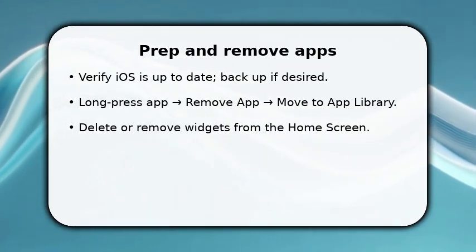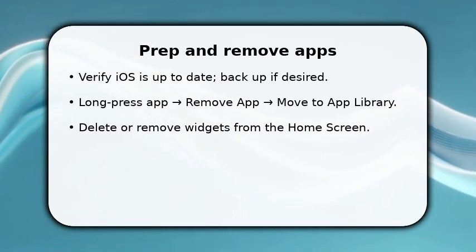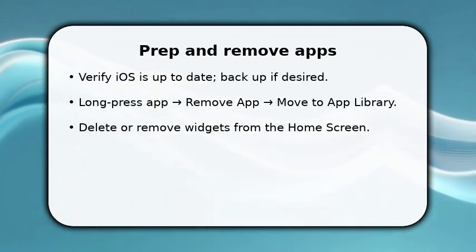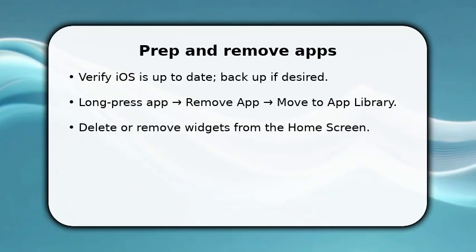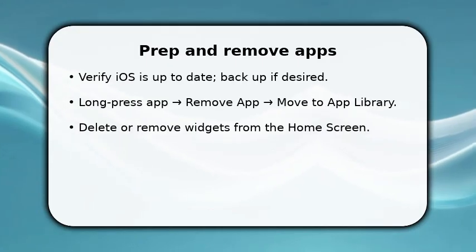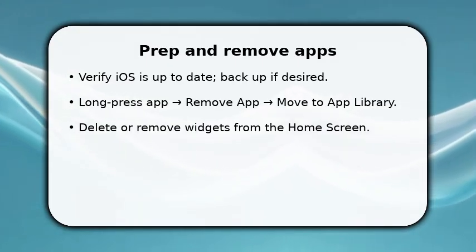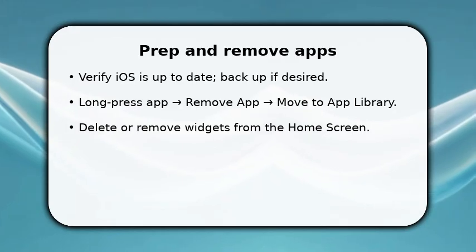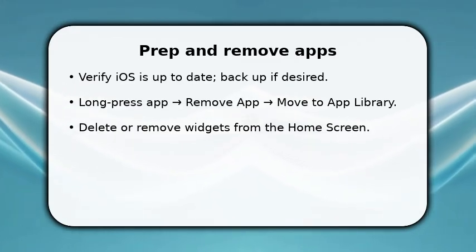Next, long press an app icon, choose Remove App and select Move to App Library so the icon leaves the home screen but stays accessible. Repeat across the first pages and remove any widgets by long pressing them and selecting Remove Widget. Doing these actions immediately reduces clutter and prepares pages.